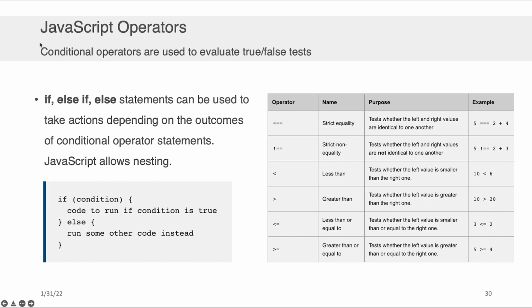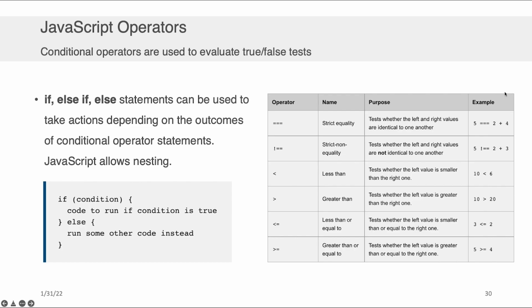JavaScript also has some conditional operators to evaluate if statements are true or false, just like other procedural programming languages. So if, else if, and else statements can be used to take actions depending on the outcomes. I've shown you a little template if statement down here in pseudocode, and I also wanted to show you some of the operators that can be used within the if statements for those conditions.